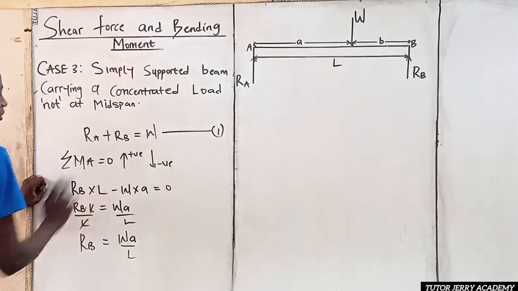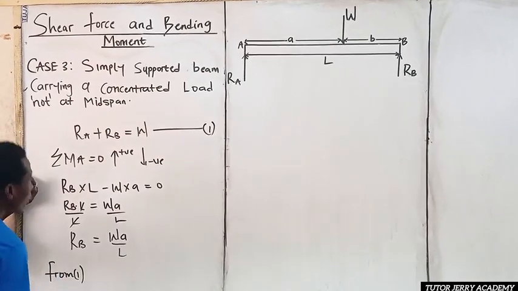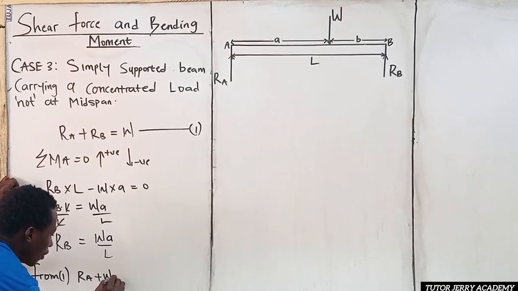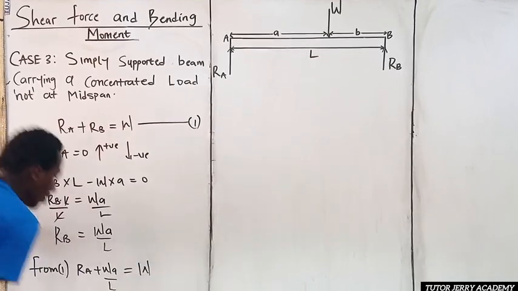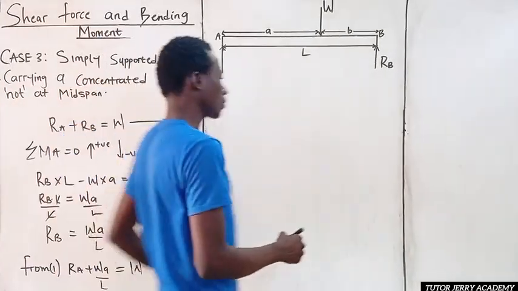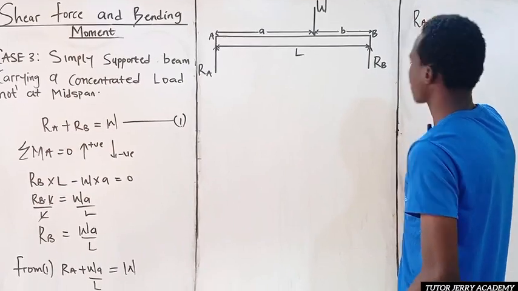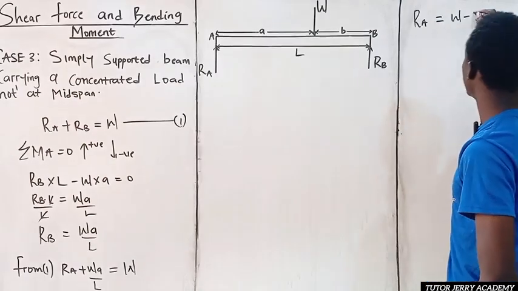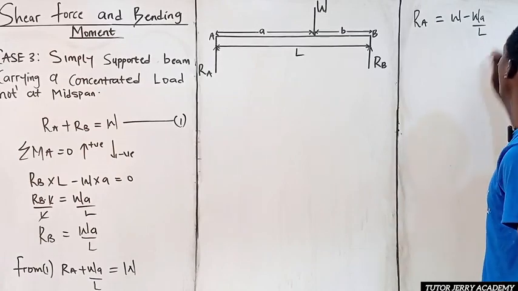If we substitute RB here, from equation 1, RA plus WA all over L will be equal to W. So let's make RA the subject. If we make RA the subject, we are going to have RA equal to W minus WA all over L. So from here, what can we do next?